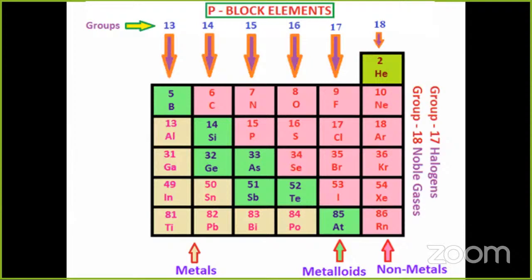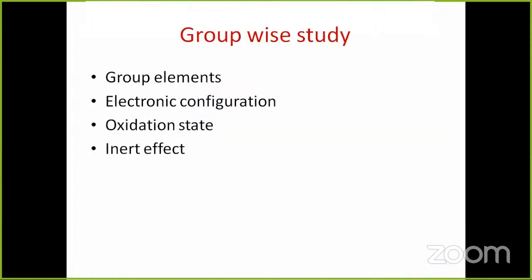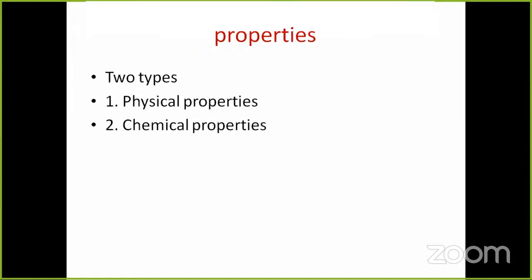So in this group, first of all you go one by one through the group information. Before going to any group information, first of all you see the information about the individual group elements and electronic configuration and oxidation state, and suppose some elements are exhibiting the inert effect. And these first 3 points are common to all groups. First of all, you learn about group elements and their electron configuration and oxidation state. And after this information, you go to properties.